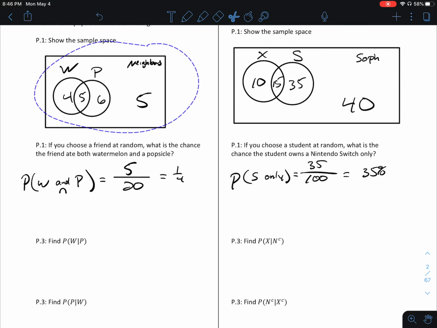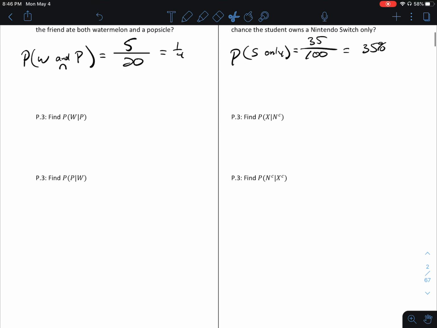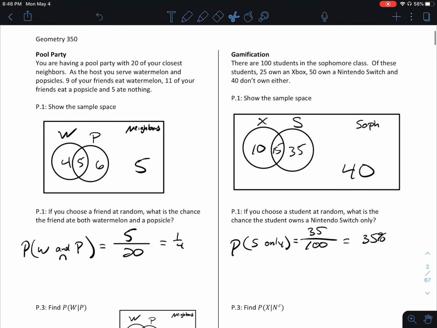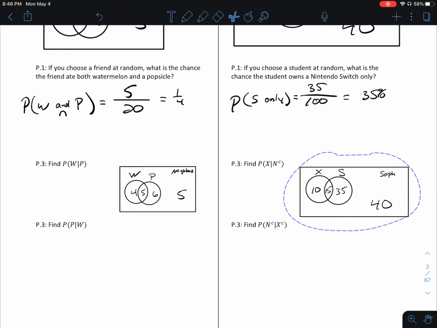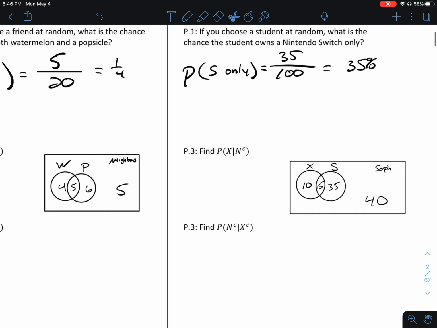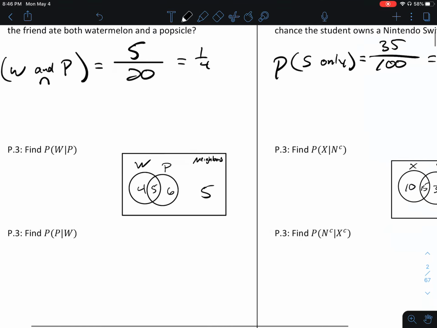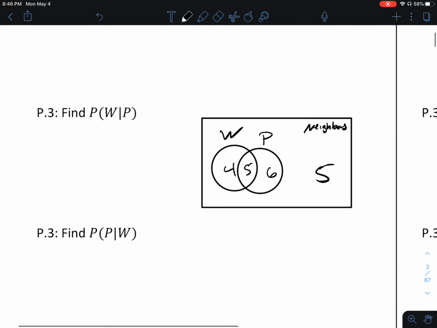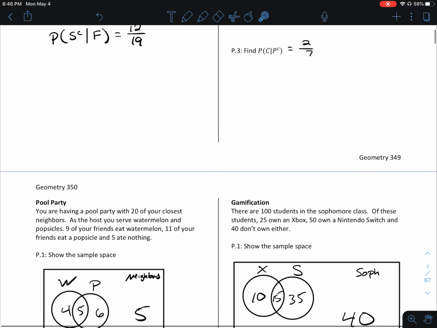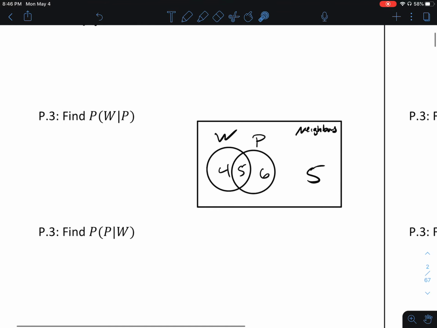A couple more here on the back. Let me copy these pictures down once again so I can easily see them. And I used an N here instead of an S for Switch. I used an N for Nintendo, but we'll get to that in a second. What's the probability that someone, what do W and P stand for? Watermelon and popsicle. I still think popsicle is spelled wrong.